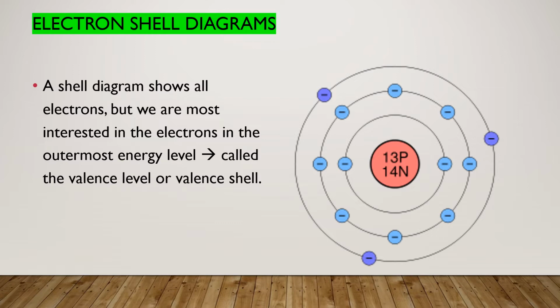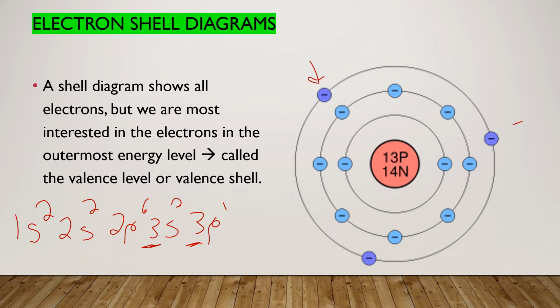So it shows all the electrons, but we're interested in the electrons in the outermost energy level. So if this has 13 protons, it's aluminum. Aluminum is 1s2, 2s2, 2p6, 3s2, 3p6. Oops, sorry, not 6. 3p1. So if you look here, in our outermost energy level, which is 3, we're going to have 2 and 1, so 3 electrons. And that's what you see here. 1, 2, 3. You have a total of 2, 4, 10, 12, 13 electrons.